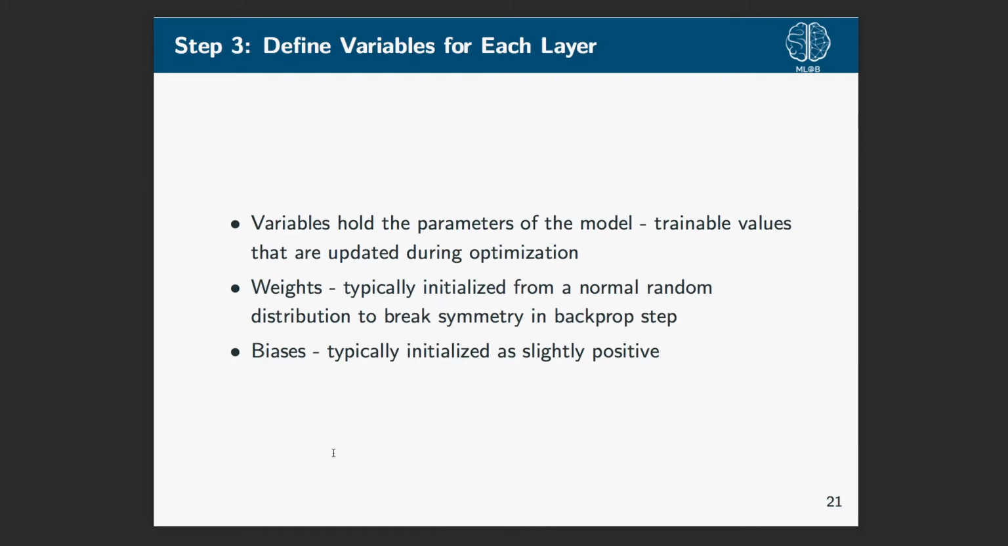Okay, so after you define your placeholders, the next step is to define the variables for each layer. Variables hold the parameters of the model, like the weights and the biases. They're trainable values, and they're usually updated during the optimization step. Unlike constants, which stay static throughout the entire execution, variables are actually updated. When you initialize your weights, you typically want to initialize them from some sort of random distribution, and this helps break the symmetry during the backprop step. The biases are typically initialized as something slightly positive.